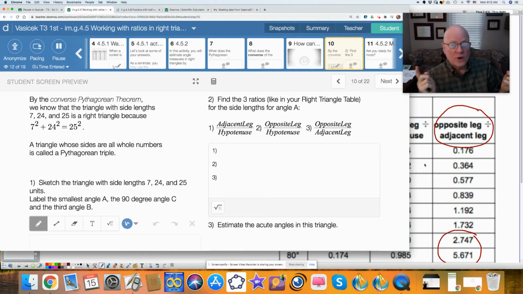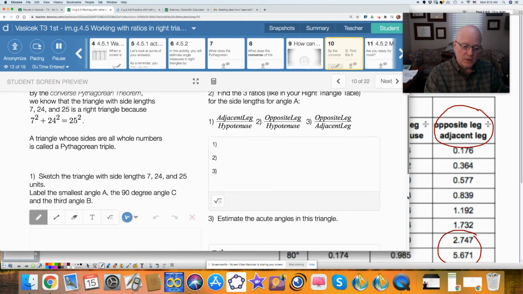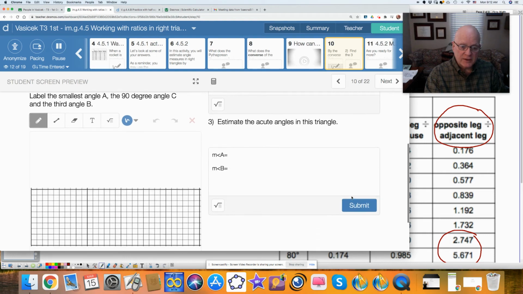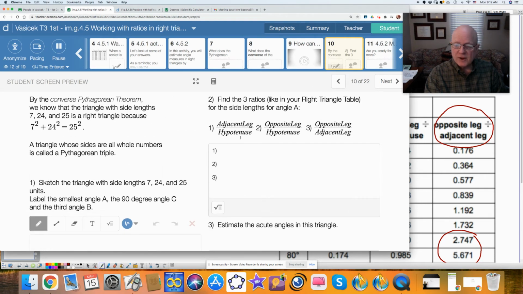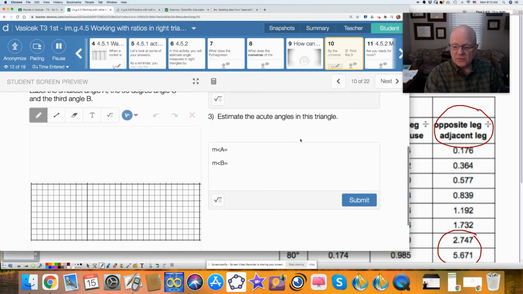We know that a triangle with the side lengths 7, 24, and 25 is a right triangle because 7 squared plus 24 squared is equal to 25 squared. A triangle whose side lengths are all whole numbers is called a Pythagorean triple. So sketch the triangle in the grid below, label the smallest angle A, then 90, and then the third angle. And then fill out this table to figure out what to estimate for A is, and then find the angle B.